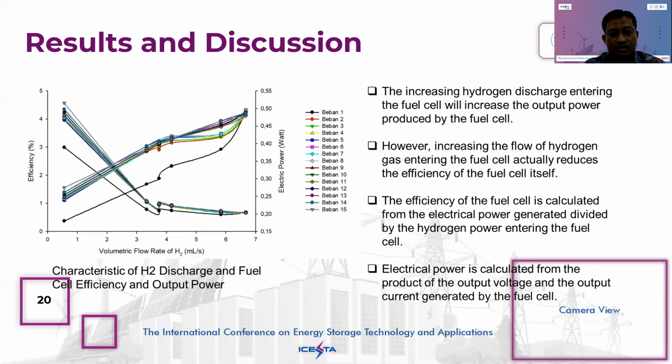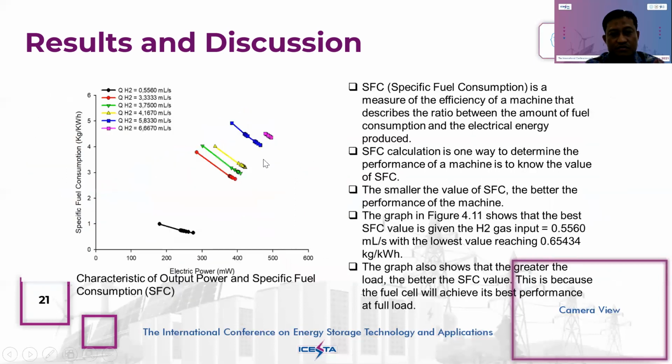And also, this is the characteristic of hydrogen discharge, fuel cell efficiency, and output power. Increasing the hydrogen discharge entering the fuel cell will increase the output power produced by the fuel cell. So this is efficiency, flow rate, and electric power. And also this is the specific fuel consumption, SFC, in my fuel cell with different flow rates.